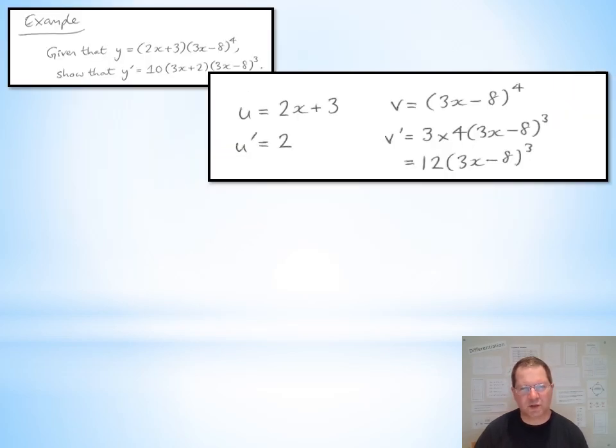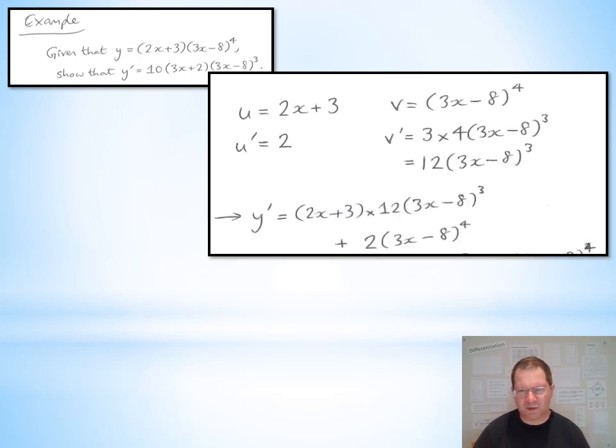So u can be 2x plus 3, and v can be 3x minus 8 all to the power of 4. So we know that u dash will be 2, but we'd need to use the chain rule for v, which will end up by multiplying by the 3 and the 4, which is the index, and reducing the index by 1, which gives us 12 lots of 3x minus 8 cubed.